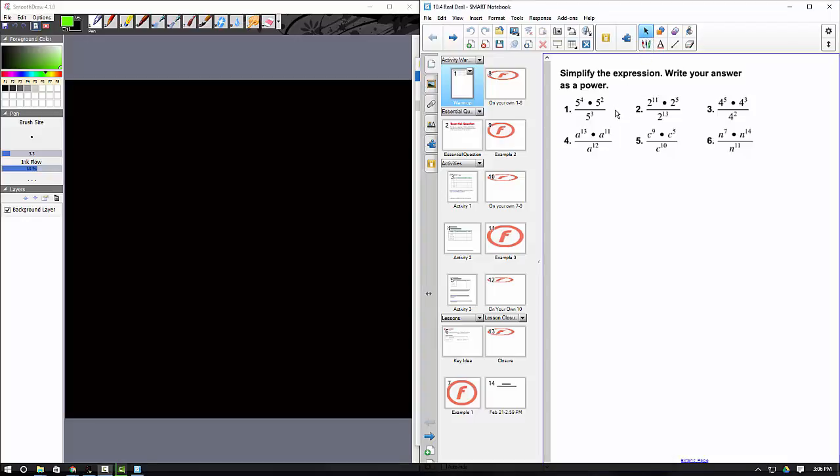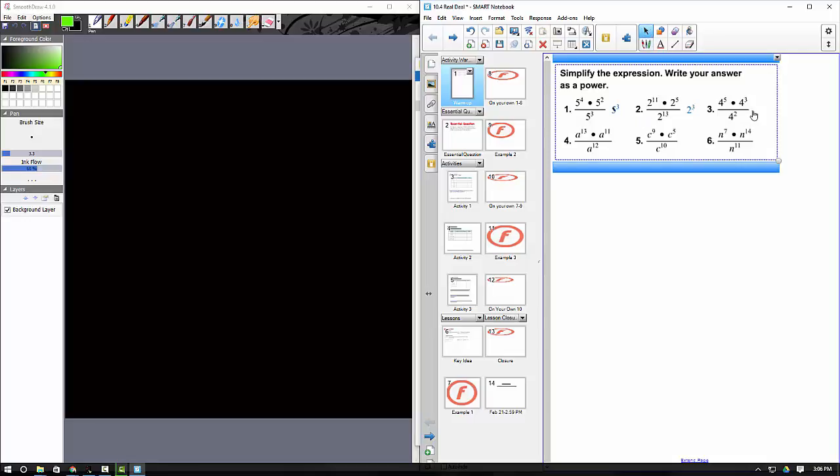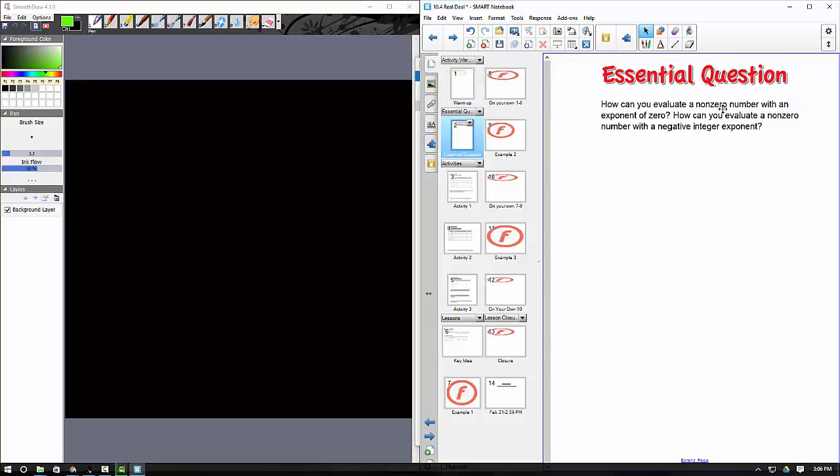You should get 5 to the third, 2 to the third, 4 to the sixth, 8 to the 12th, c to the fourth, and n to the 10th. And we want to really look at how you evaluate non-zero numbers with an exponent of 0, and then how you can evaluate a non-zero number with a negative integer exponent.